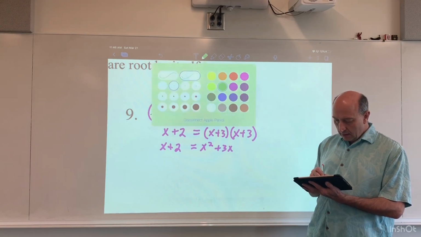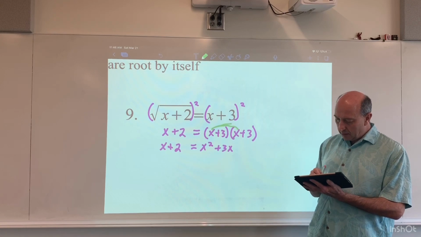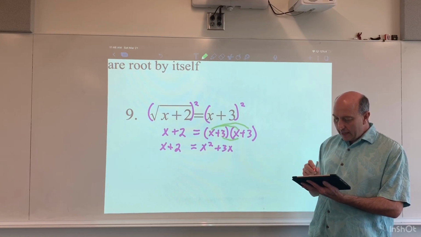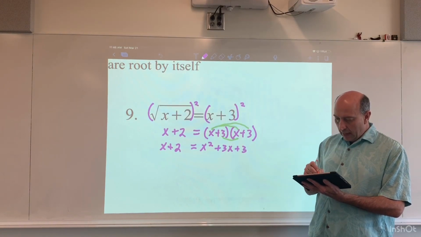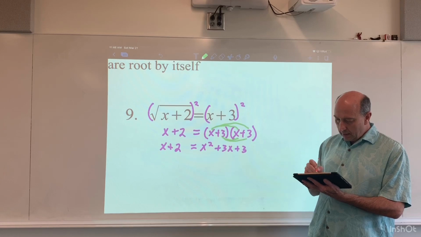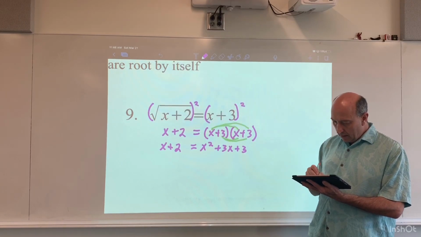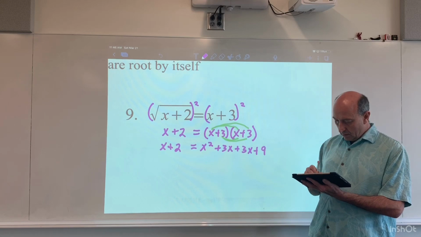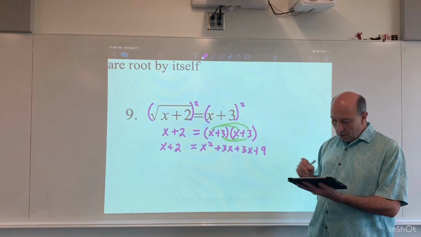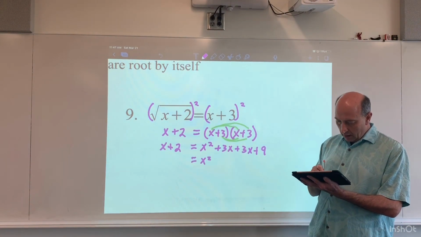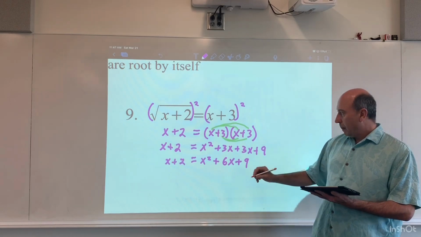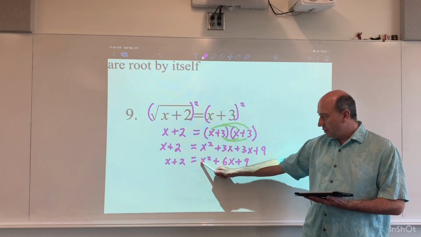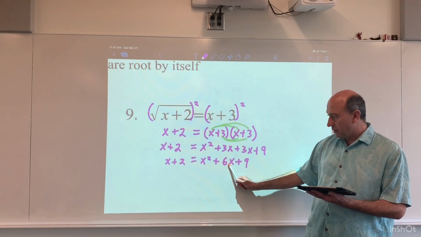So I did x times x was x squared. X times 3 was 3x. 3 times x is 3x. And 3 times 3 is 9. Now the 3x and the 3x are 6x. Okay, now I want it equal to 0 because there's an x squared and an x term.